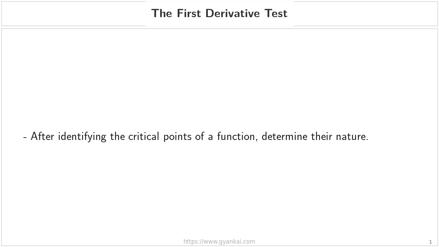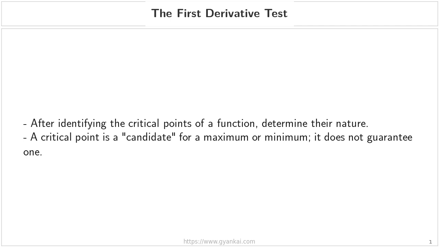Now, once you have gone through the process of identifying the critical points of a function, the next crucial step is to determine their nature. Essentially, figuring out what is actually happening at those specific points on the graph. It is very important to keep in mind that just because we have found a critical point, it does not automatically mean we have found a peak or a valley. Instead, think of a critical point as a candidate for a local maximum or minimum. It has the potential to be one, but it does not guarantee it.